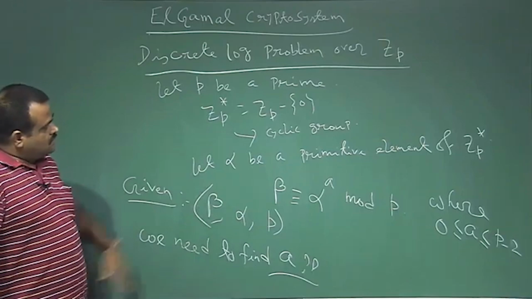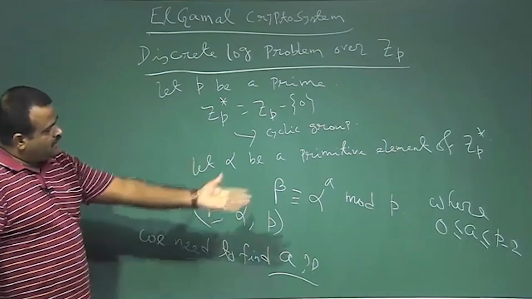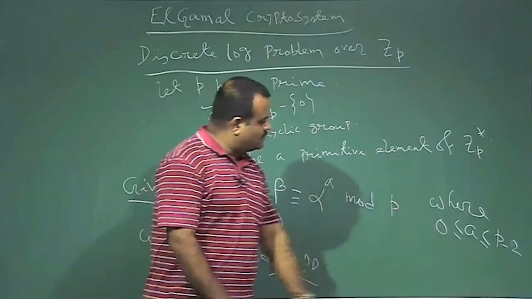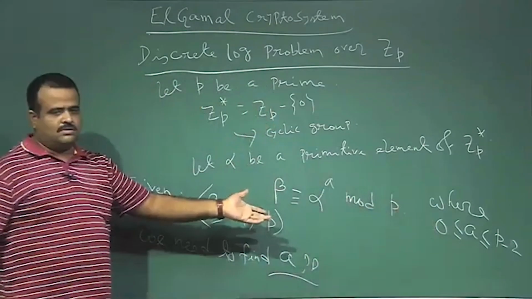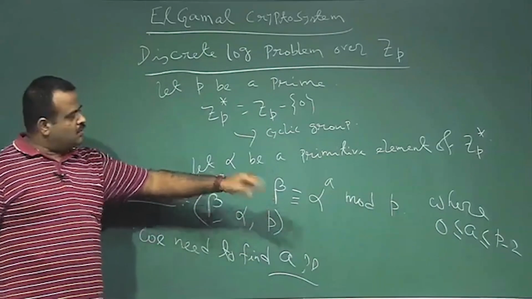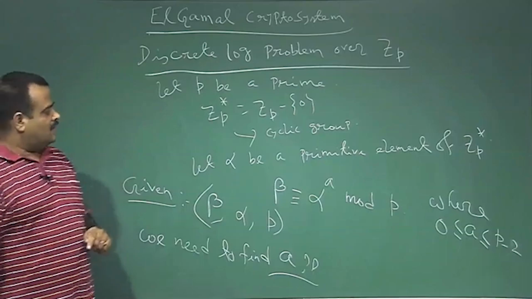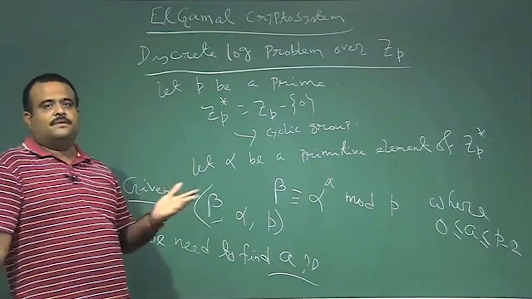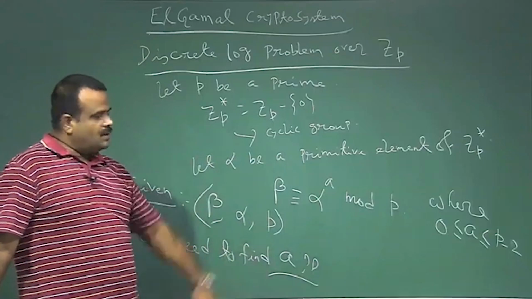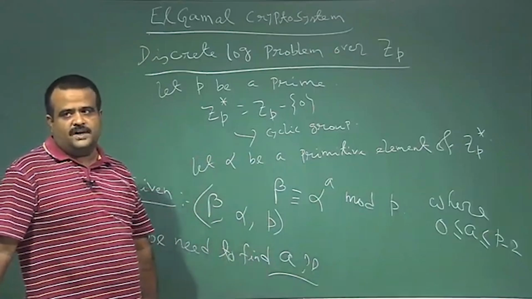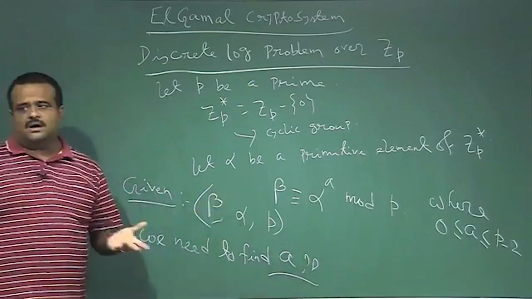The brute force method is to try all possible a. We know a is from 0 to p minus 1. We choose first 0, compute alpha to the power 0 and check whether this is beta or not. Then we choose a equal to 1, and so on. This is the exhaustive search or brute force method. The time taken is of the order of the prime number p, so if p is large, the discrete log problem is hard.